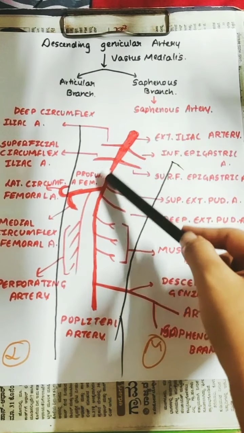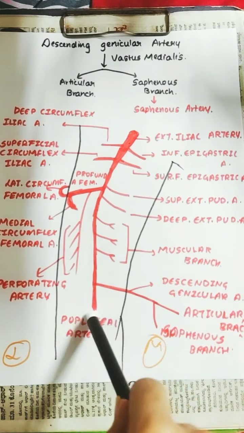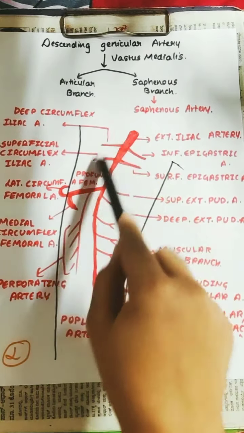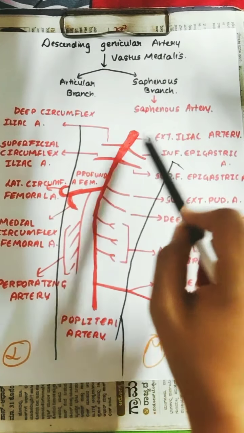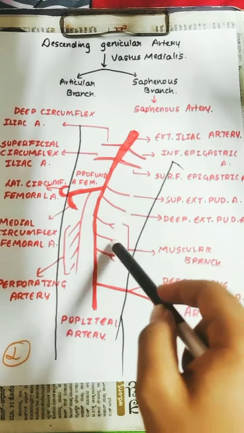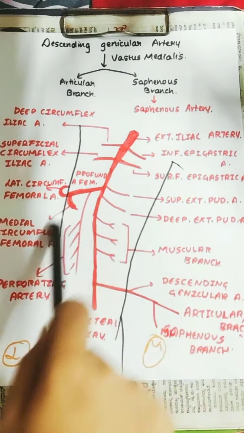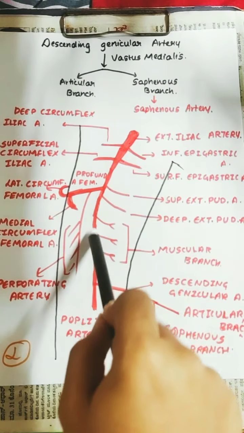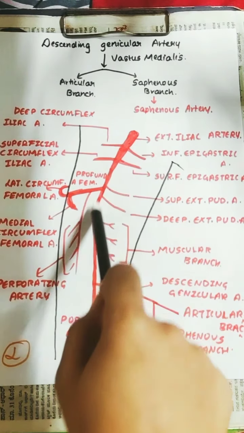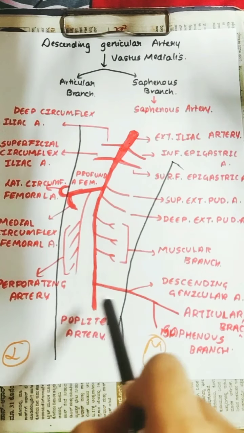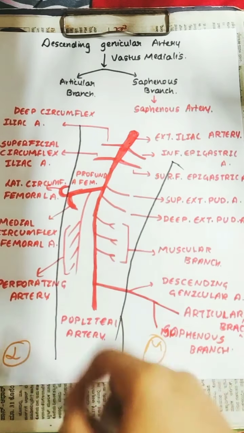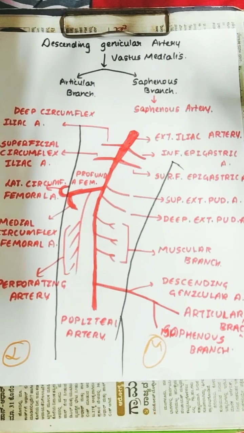The external iliac artery further continues to form the popliteal artery. Here you can get the femoral artery. Femoral artery is divided on the basis of two triangles or two canals. One is femoral triangle and another one is adductor canal, which continues the external iliac artery, continues as femoral artery and further continues as the popliteal artery. The popliteal artery enters the popliteal fossa. So that's it about the femoral artery.